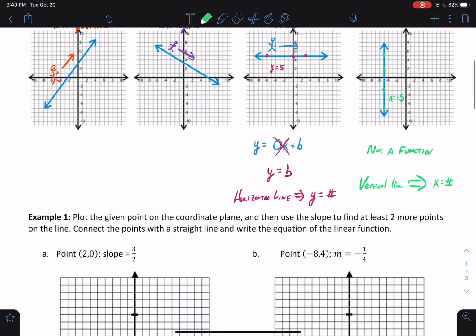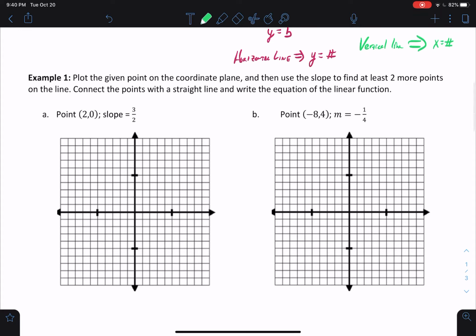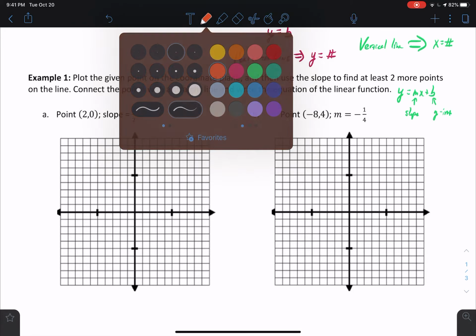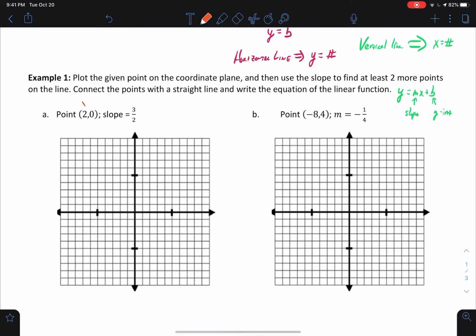Let's go to our first example. How do we use slope when trying to graph? Plot the given point on the coordinate plane, then use the slope to find at least 2 more points, and then write the equation of the linear function. The equation is y equals mx plus b. m is my slope. b is my y-intercept. In this first one, our point is (2, 0), x comma y. This is where I'm going to start. My slope is 3 over 2. Remember this is rise over run.